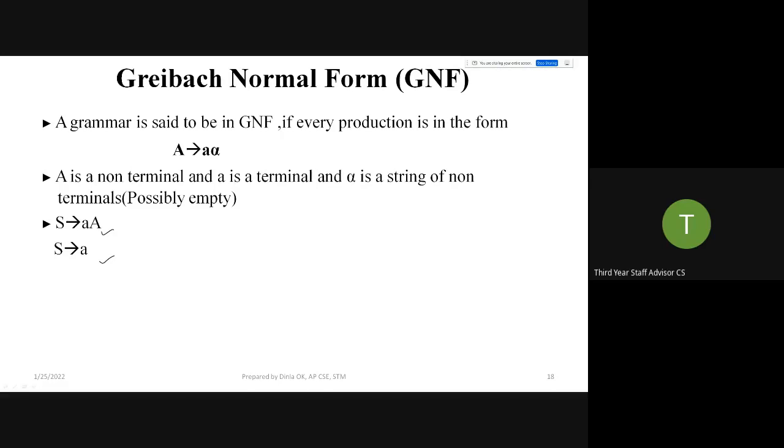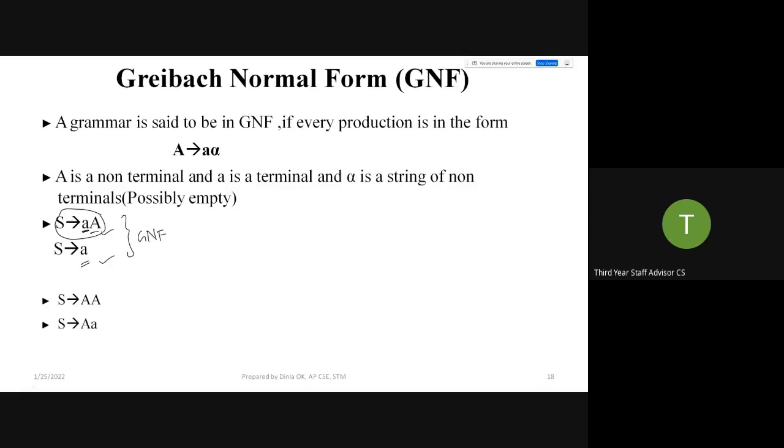Is it in Greibach normal form? We have S implies a, followed by a non-terminal symbol. On the right-hand side, we have a small letter a, which is a terminal symbol, followed by a non-terminal symbol. So we can say that this particular production is in Greibach normal form. And if you are checking S implies small a, it means we have a terminal on the right-hand side. This is also possible in Greibach normal form. So we can say that this grammar is in GNF, or Greibach normal form.